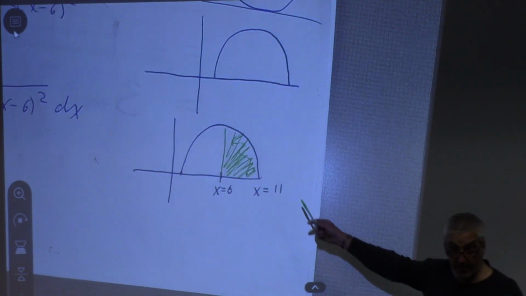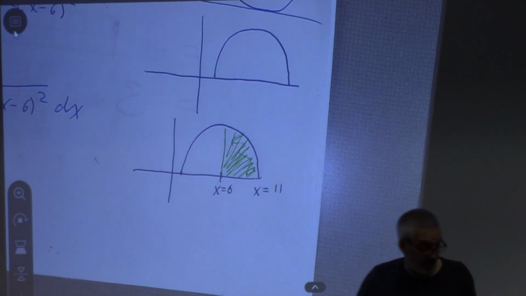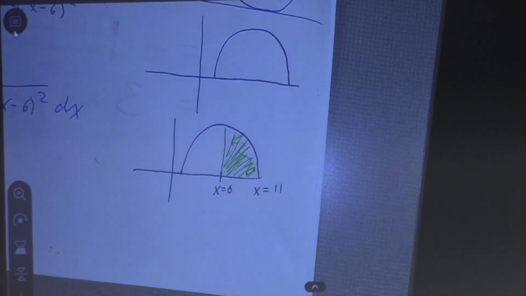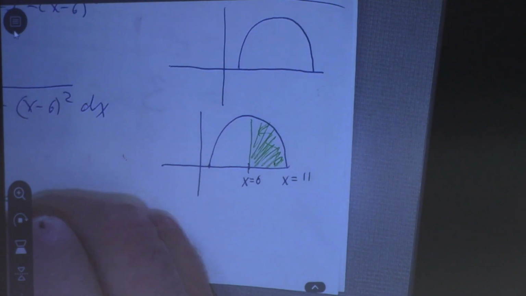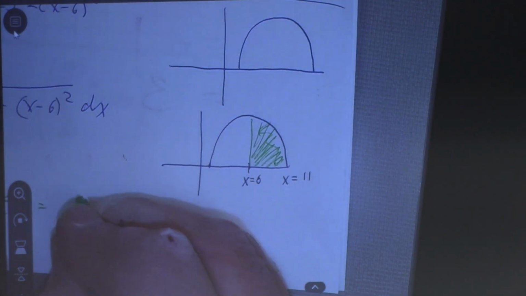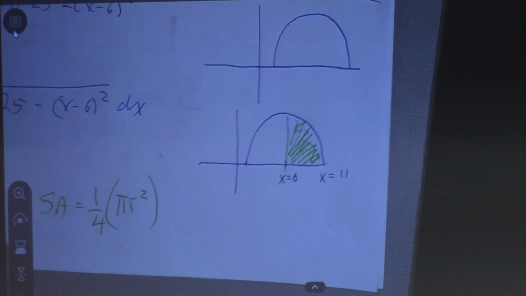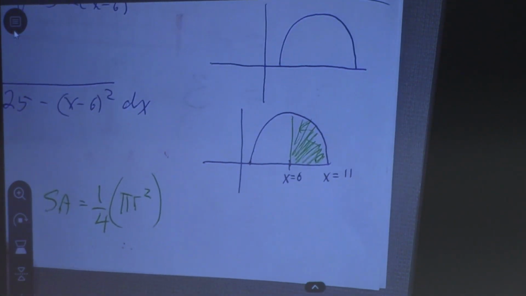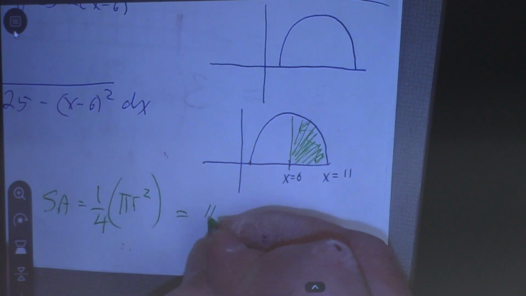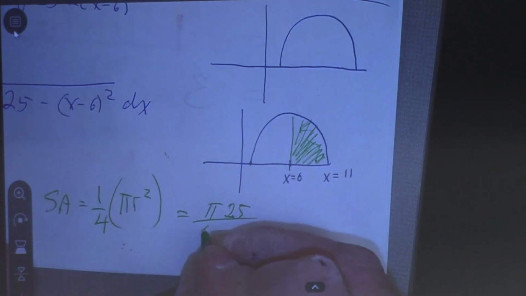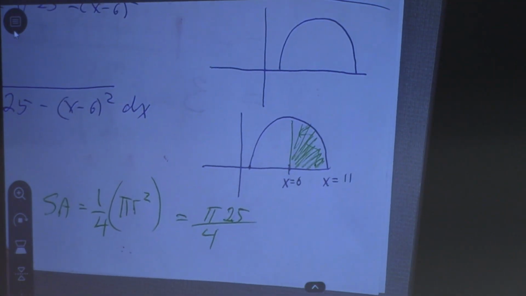You can use geometry to find that area. So the signed area is going to be pi r squared, but a quarter of that, because you had to share with your siblings. So this is pi times 25 over 4. Isn't that cool? Yes, it's cool.